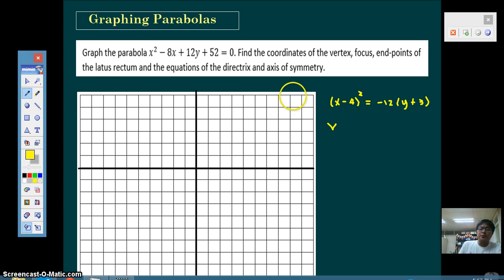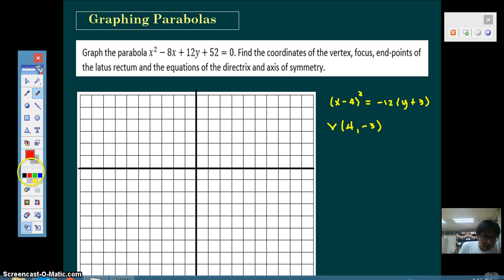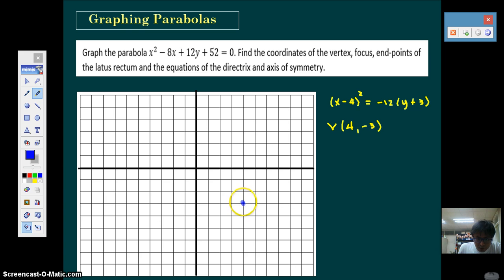Okay, the vertex would be the point 4. Remember the vertex is (h, k), so (4, negative 3). Let's plot the point (4, negative 3). 4, negative 3 would be 1, 2, 3, 4, and 1, 2, 3 here. That's the vertex.